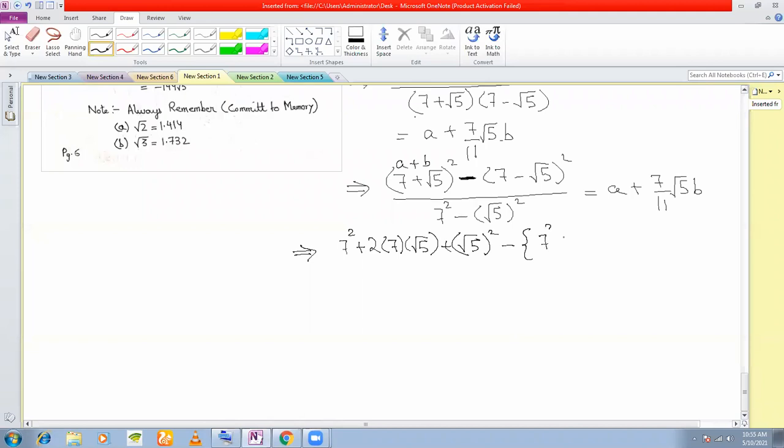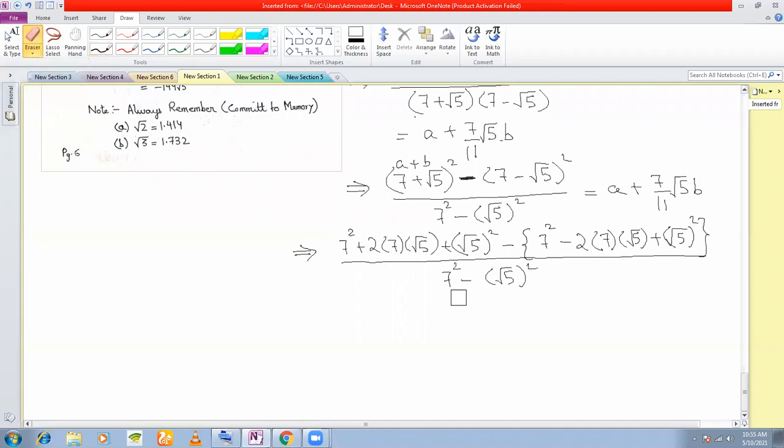So a square minus 2ab plus b square divided by a square minus b square. Or you can simplify it also. Simplify it. 49 minus 5. So 7 square is 49 and root 5 square is 5. And this must be equal to a plus 7 by 11 times root 5 into b.